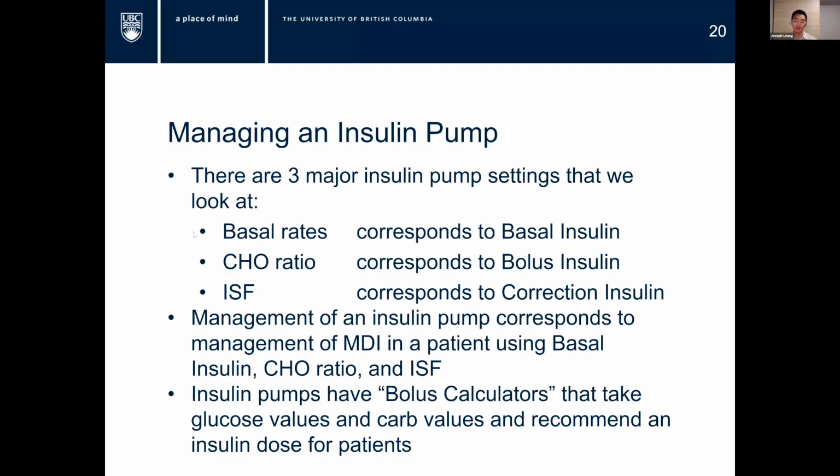The management of this corresponds, and many insulin pumps have what we call the bolus calculator or bolus wizard. It takes into account the glucose values and the grams of carbs that a person is going to eat, and then it will recommend an insulin dose for patients. So in this way, it does these calculations automatically, and it can oftentimes make the management of diabetes that much easier.